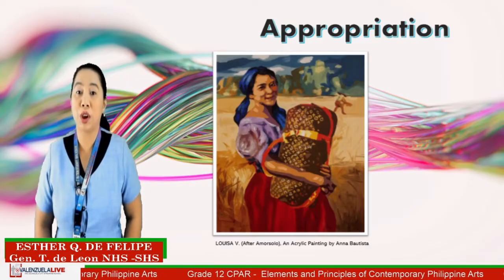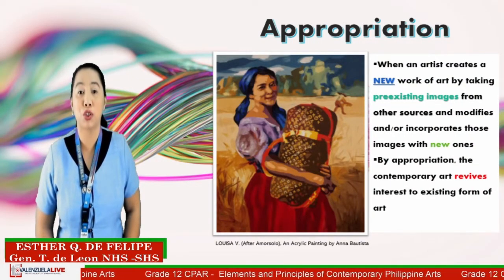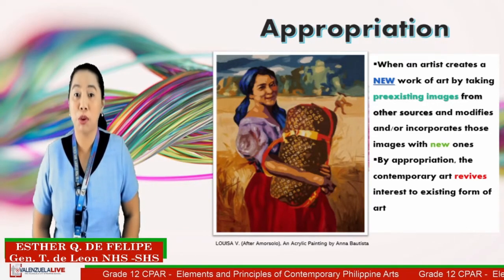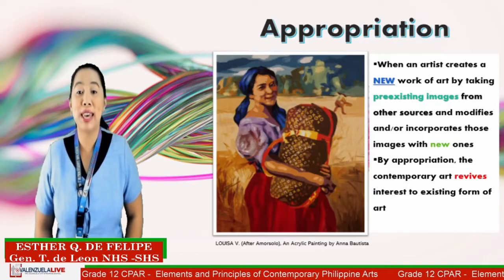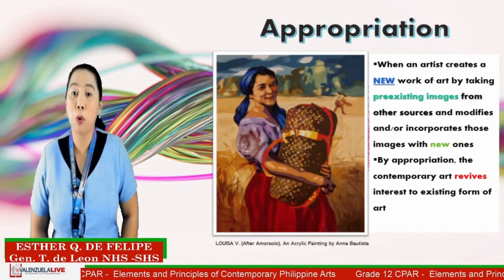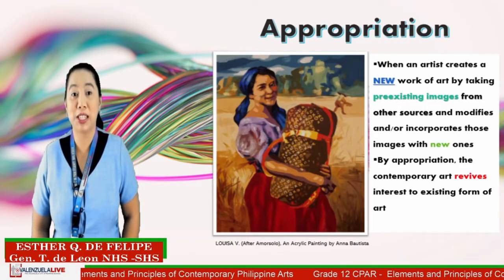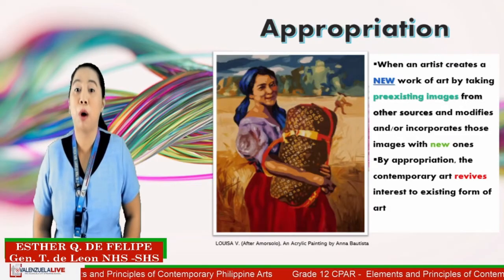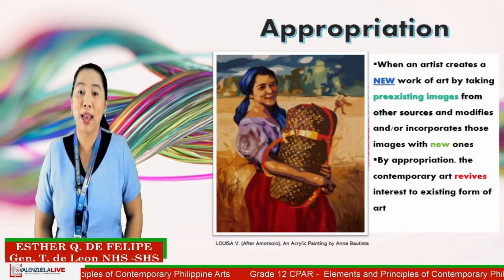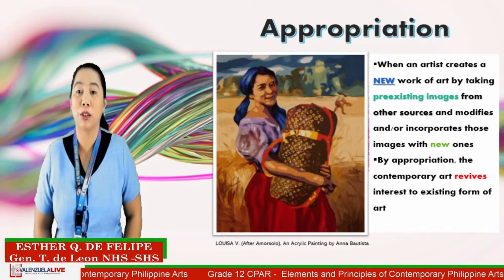When an artist creates a new work of art by taking pre-existing images from other sources and modifies or incorporates those images with new ones, we can say that the artist is appropriating. To appropriate is to borrow. Prints, images, and icons are thus borrowed to produce another art form. It may also combine the past with the present, which revives interest in existing forms of art.